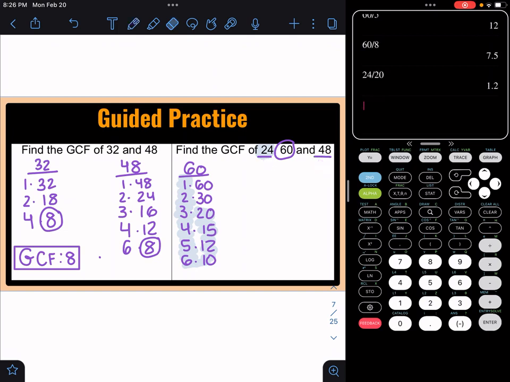All right, now let's try 15. 24 divided by 15. Nope, doesn't work. All right, we're just going to continue going down the line. Let's see 12. 24 divided by 12. So far that could work, and 48 divided by 12. That works too, so our GCF is 12.